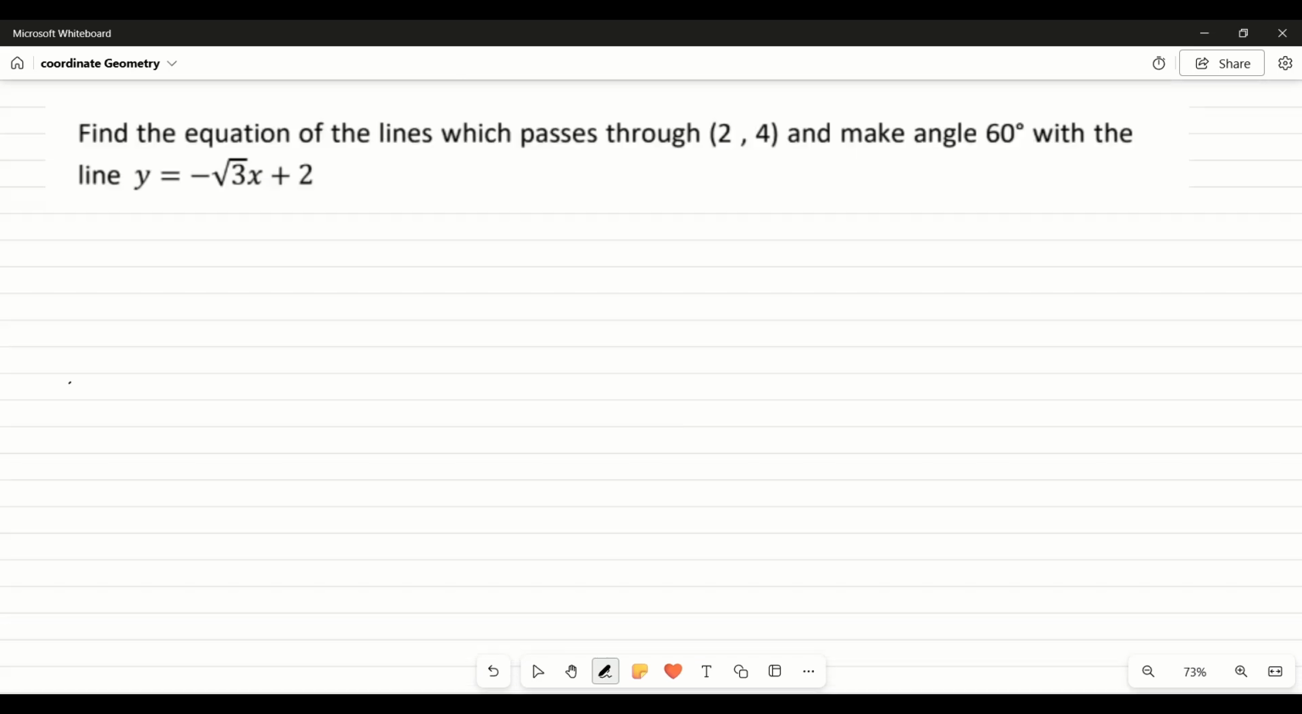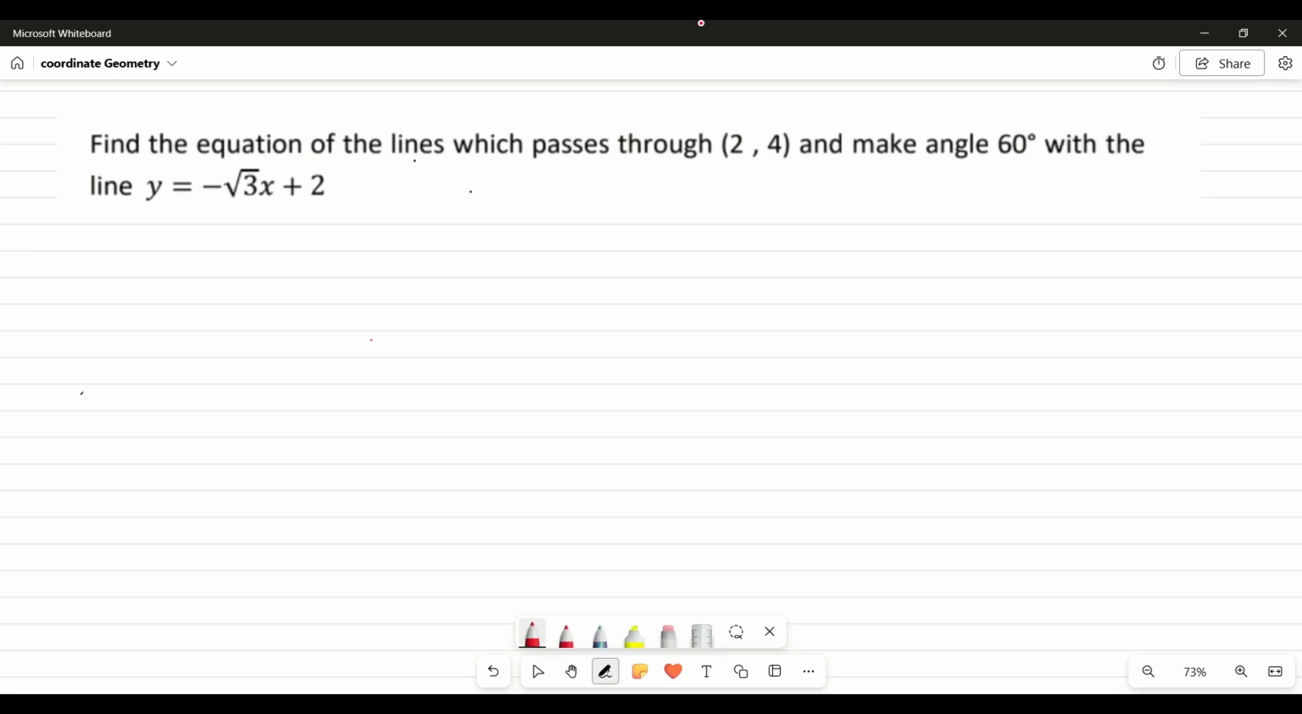Okay, here is the next question. Again, let's read the question, analyze the figure, and try to solve it. Find the equation of the lines. That means not only one line. You need to find the equation of the lines which pass through (2, 4) and make an angle of 60 degrees with this line. That means this is one line.